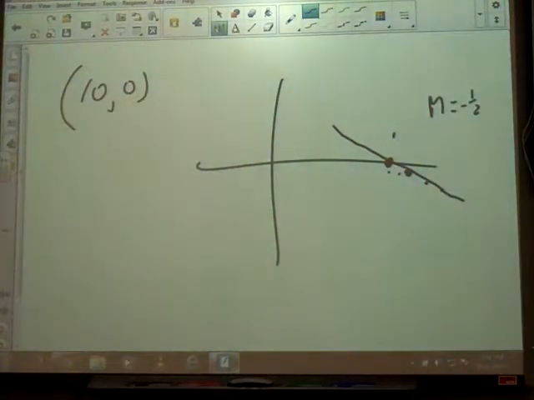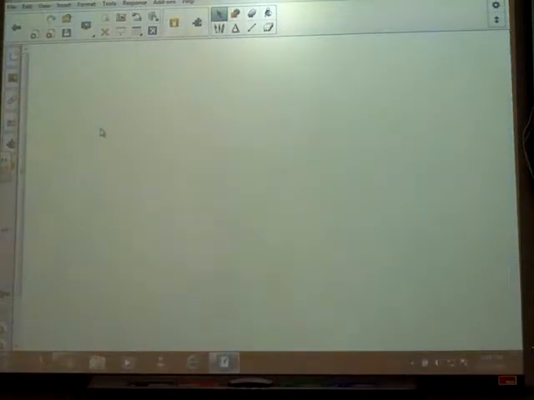Last one. 20. Go ahead. All right. On 20, it says find an equation of a line that goes through 4, 5, and has the slope negative 6, 7. So this one, it did not tell us the y-intercept. So I could use the point and the slope and go to point slope, or I could use the point and the slope and go to slope intercept.